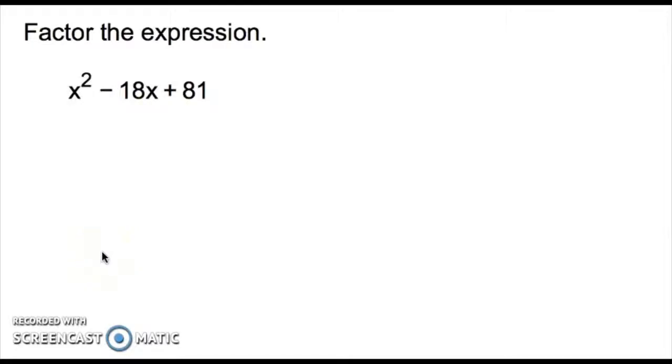So 8.7, factoring special cases. We're going to be talking about differences of squares and perfect square trinomials. This is a perfect square trinomial. That means it can be factored into two identical binomials.